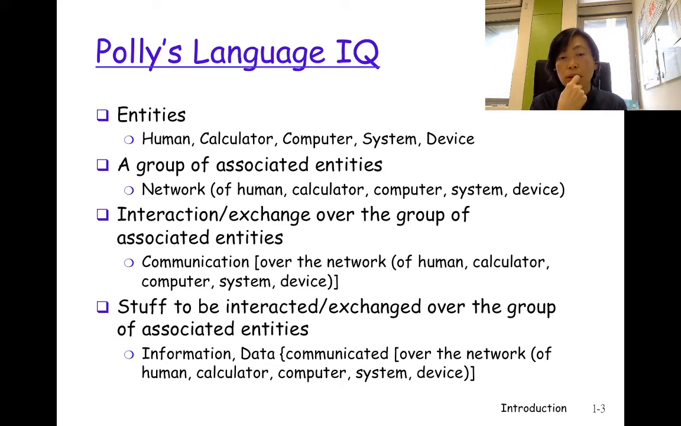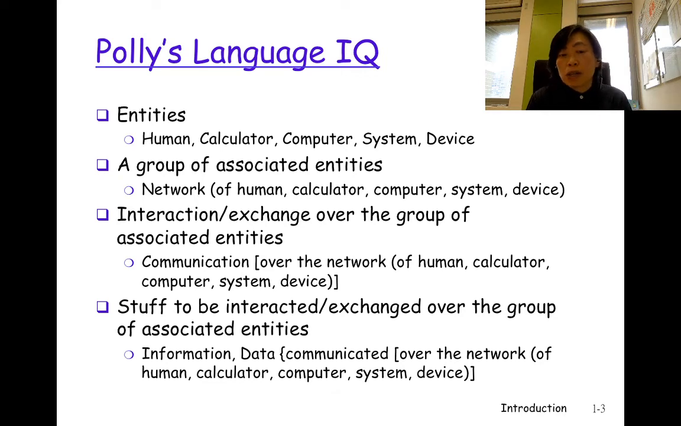And then, having multiple entities connected in a network, they can begin to exchange things, okay? And so this phenomenon of exchanging things, interacting with each other, is called communication. For example, we being connected in cyberspace are also trying to communicate. So there's communication going on, communication over the network of humans, in this example. And the stuff we're trying to exchange is often called information or data.